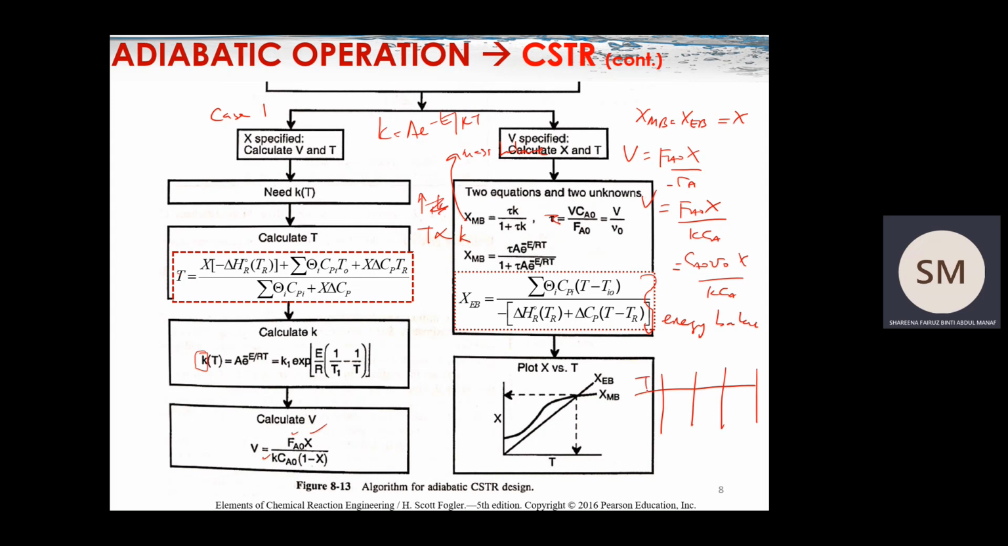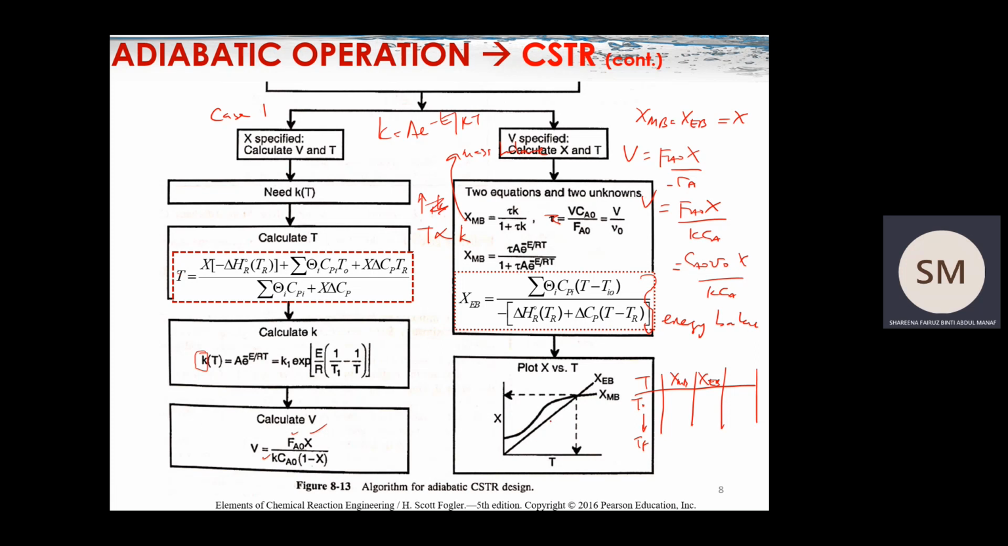Okay, so that's why nanti kalau you plotkan, you will have, okay, this is T, you kena varykan lah from the starting from the T initial until T final. Okay, and then you will have a set of the value of XMB and set of value of XEB. Okay, so you akan plot lah X versus T.